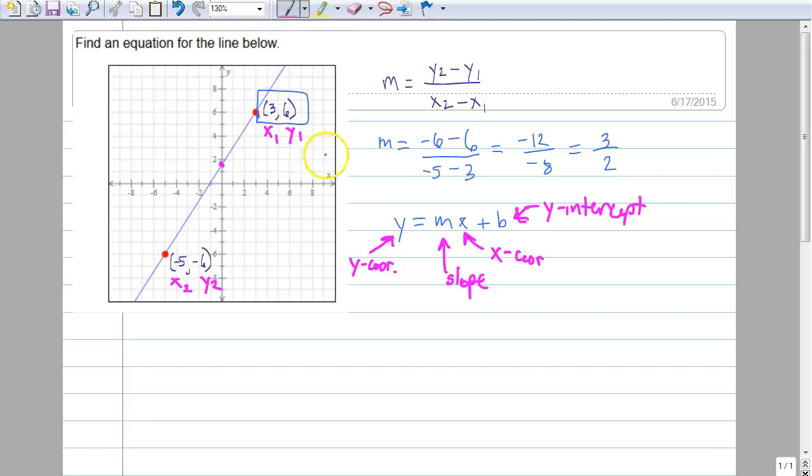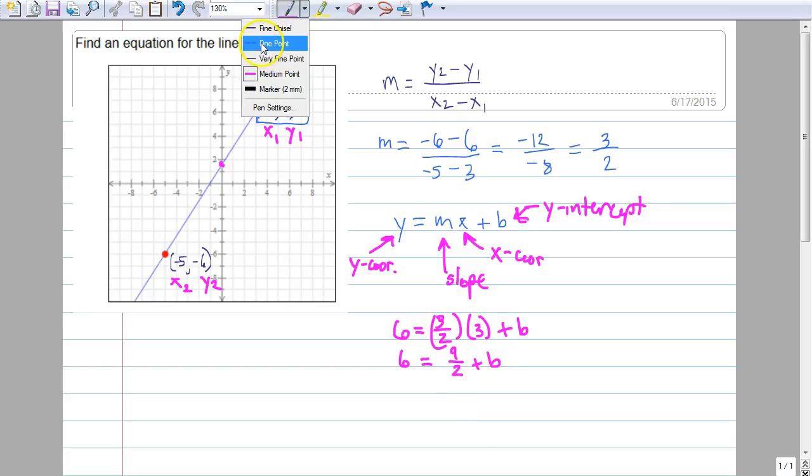So the y-coordinate is 6. The slope is 3/2. And the x-coordinate is 3. Plus b, which is what we're trying to find, or the y-intercept. So we can multiply 3/2 times 3. You multiply a fraction times a whole number, you just need to multiply the numerator times the whole number. So that's going to give us 6 equals 9 over 2 plus b.